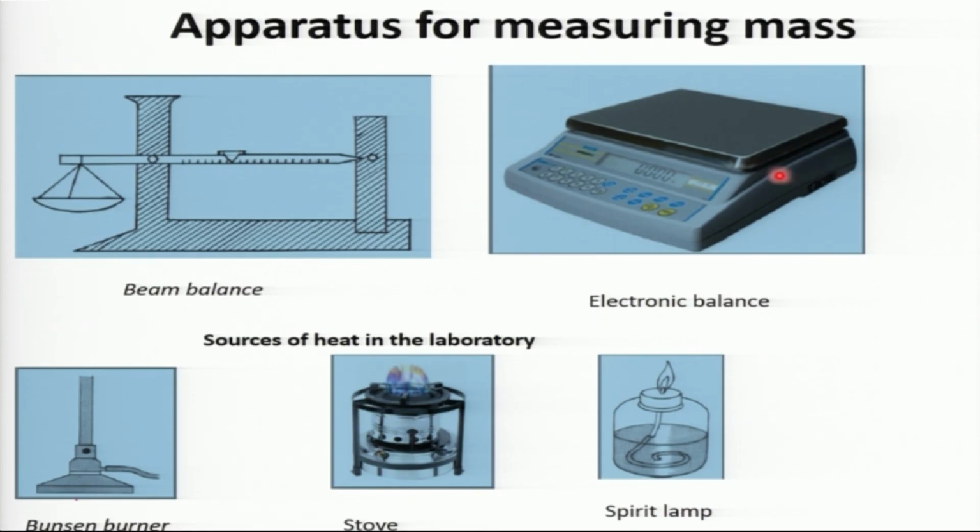All right? So we have also those for heating. I was talking of heating and collecting gas in the lab. What helps us to heat? These are mainly used: the Bunsen burner, the stove, and a spirit lamp. But commonly, nowadays, we use the Bunsen burner.